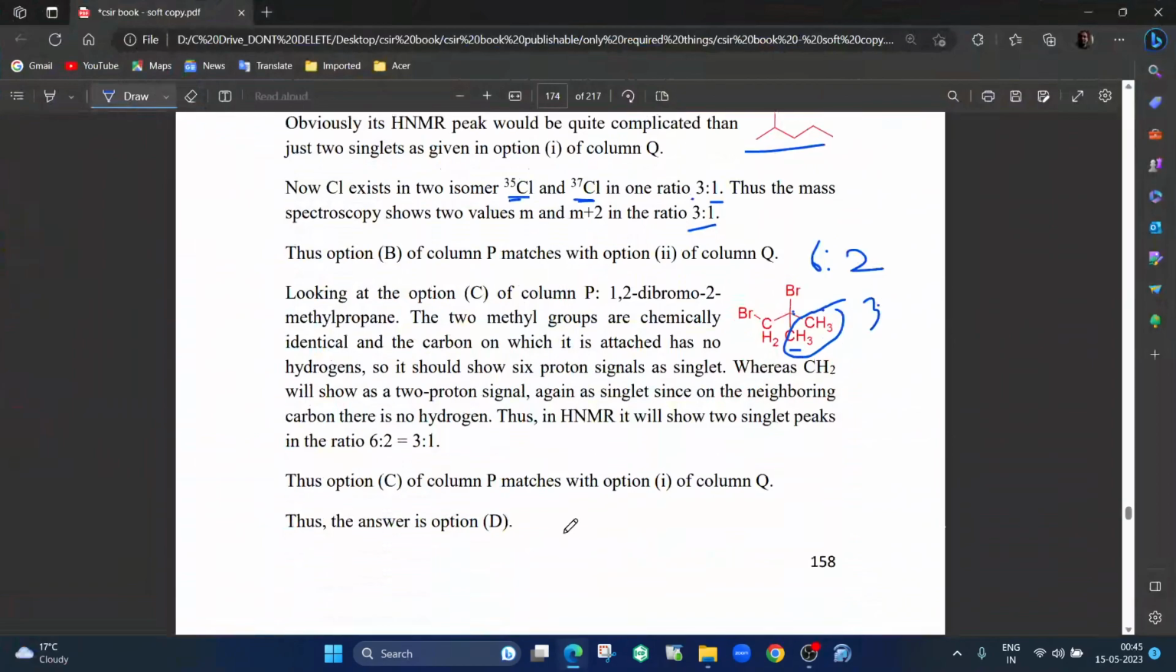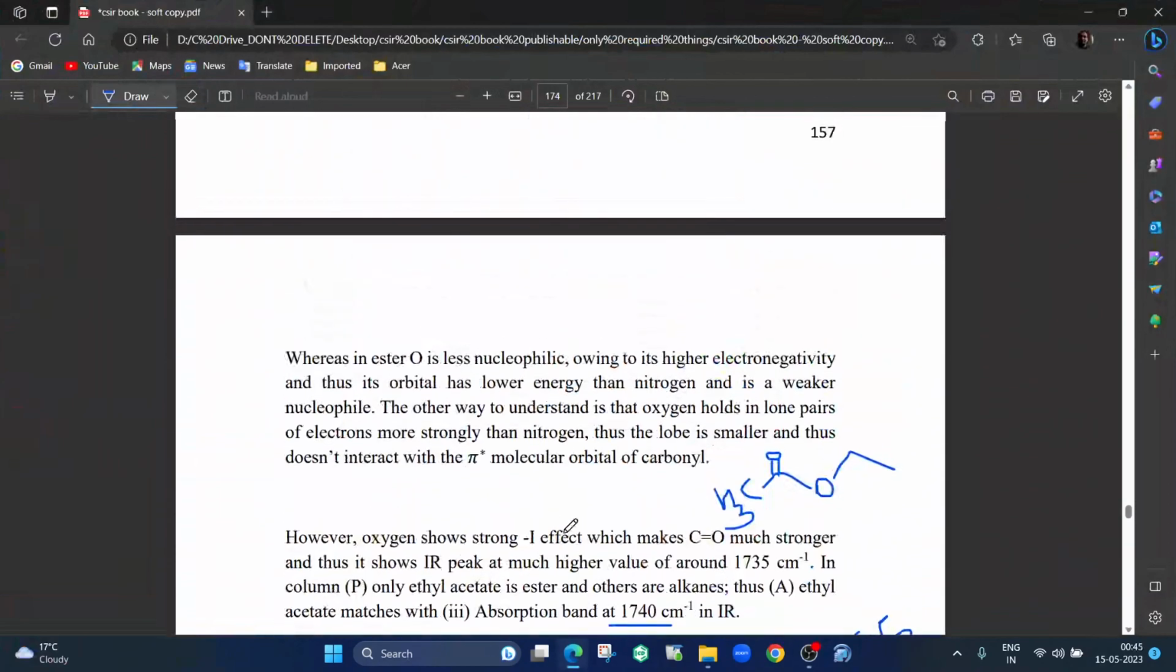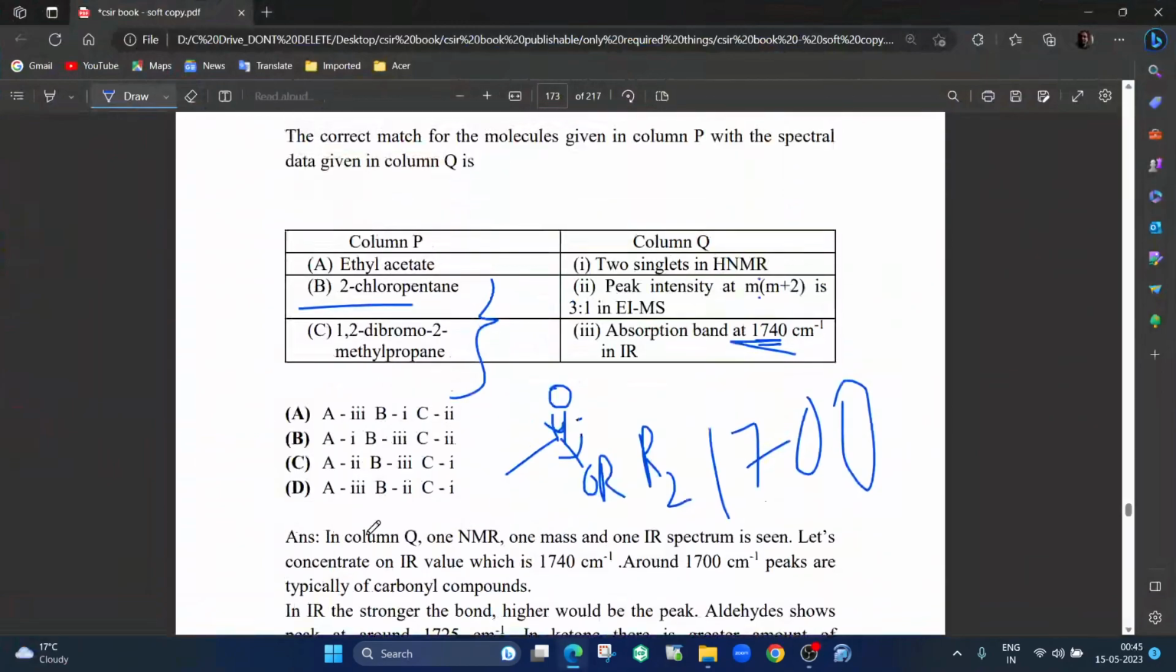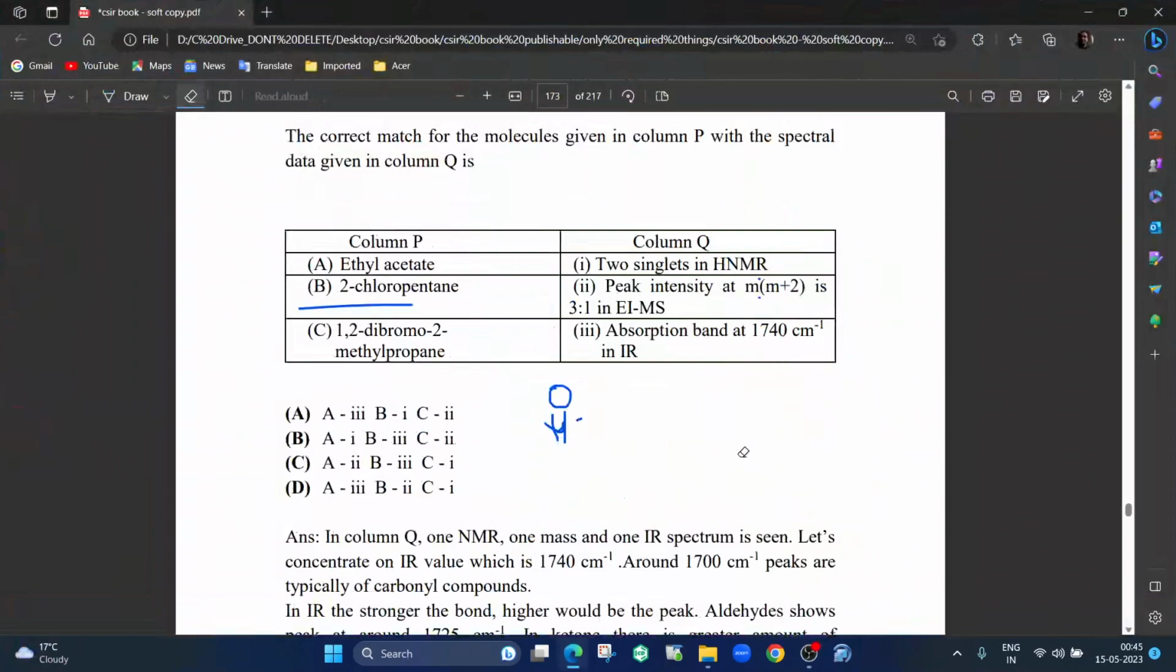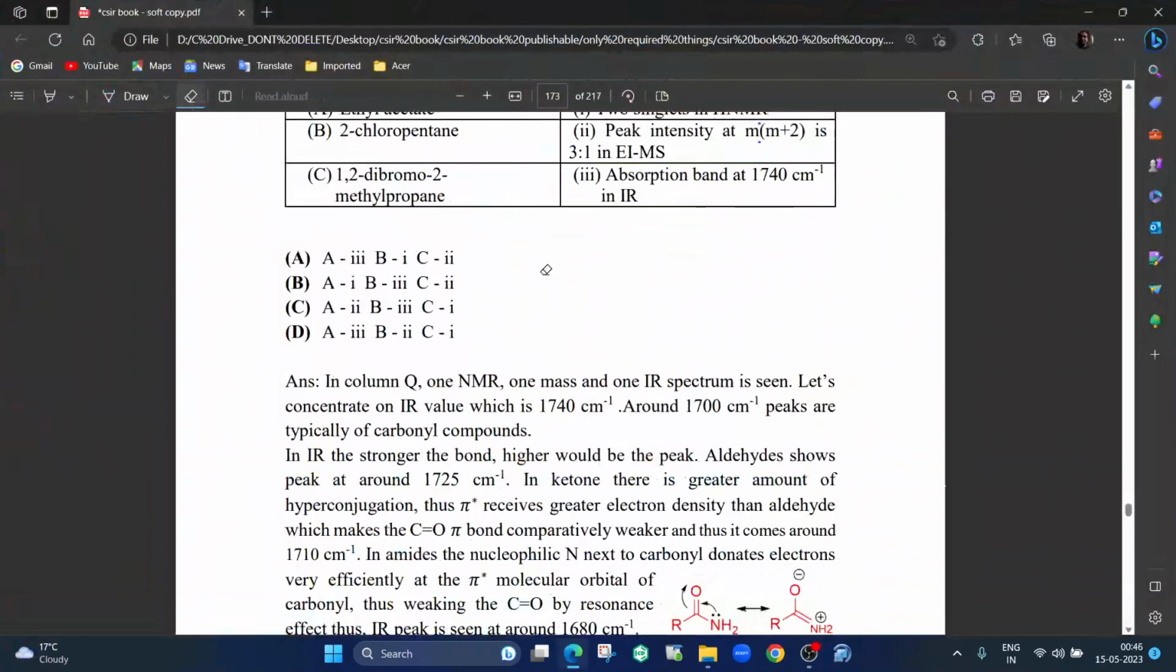Okay, so the answer is option D. What's the answer? Option D. Option D is A is 3. Let me rub it so that it makes more sense. Yeah, you see here, A is 3, so of course this one comes here. Then B is 2. Yeah, this is here and this one is here, right? I'll go slowly, maybe you can read once again.